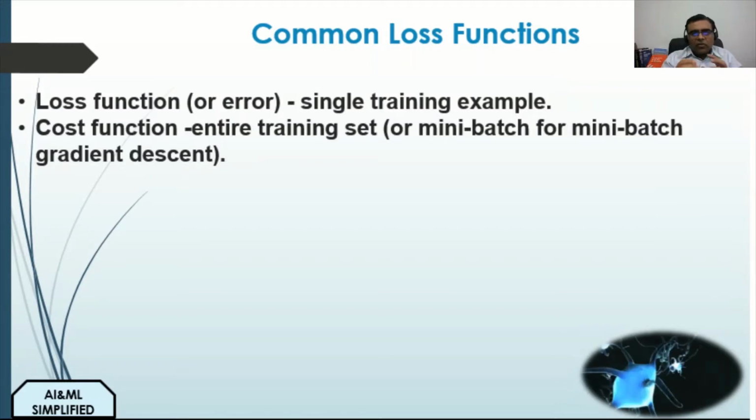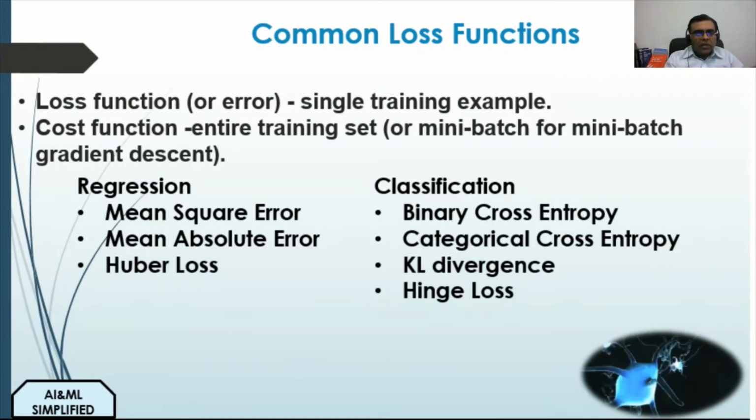Having understood loss and the cost function, now let's understand the common types of loss functions used for regression and classification. For regression, some of the common loss functions are mean square loss, mean absolute loss or error, or Huber loss. Similarly, in the case of classification, some commonly used loss functions are binary cross entropy, categorical cross entropy, KL divergence, and Hinge loss, specifically in the case of SVM.